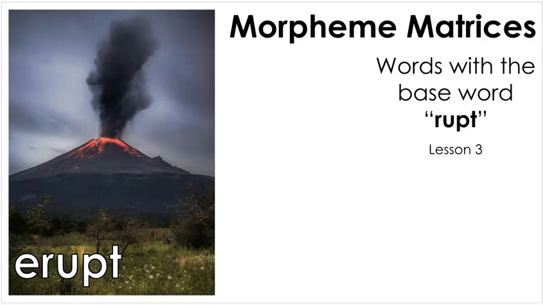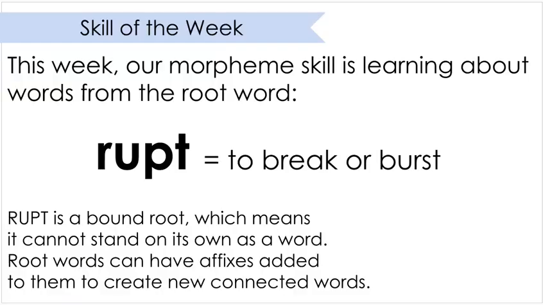This lesson, we are in Lesson 3 of words with the root word rupt. As we've said this week, our skill is learning about words that come from the root word rupt, which means to break or burst. Rupt is a bound root, which means it cannot stand on its own as a word. Root words can have affixes, which are prefixes or suffixes, added to them to create new connected words.